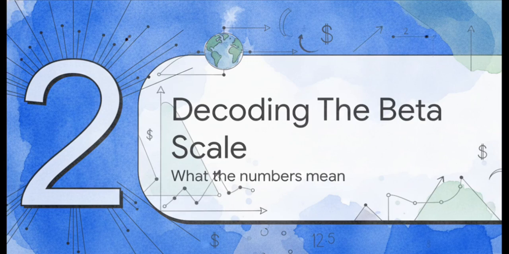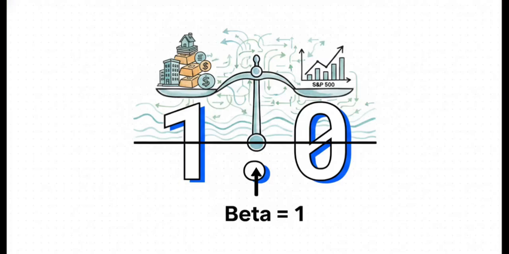Moving on to Section 2, Decoding the Beta Scale. Let's take these abstract numbers and make them actually mean something. Right, so the baseline of our scale is exactly 1.0. By definition, the value-weighted average of all investable assets, compared to a broad index like the S&P 500, is 1. If an asset has a beta of exactly 1, it means that, on average, its returns move perfectly one-to-one with the market portfolio. It's, well, perfectly average in its volatility.